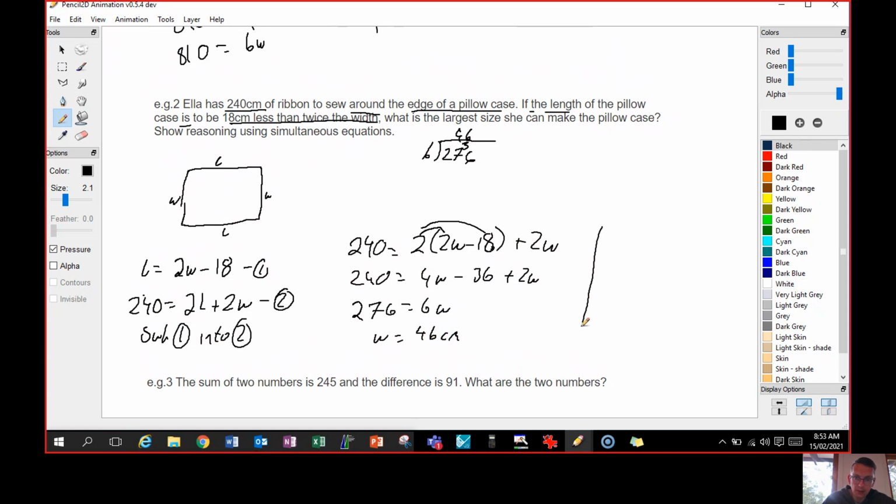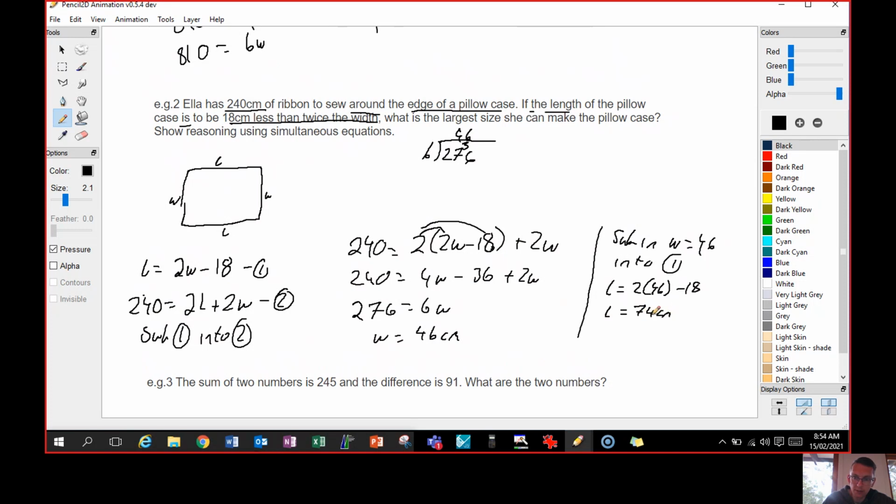So therefore, we can then sub in, oh, that's what I forgot to do on the other one. Sub in W equals 46 into, which one should we put it in? Probably this one, into equation 1. So I've got my length equals 2 lots of 46, or you could just write 2 times 46 minus 18. 2 times 46 is going to be 92. 92 minus 18 is going to be 72 plus 2, I've taken 2 anyway, would be 74.